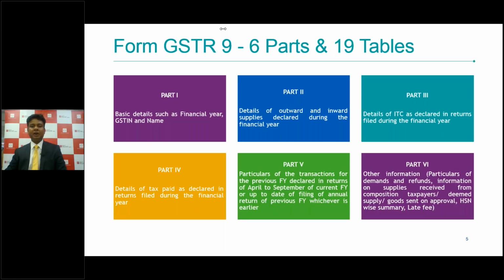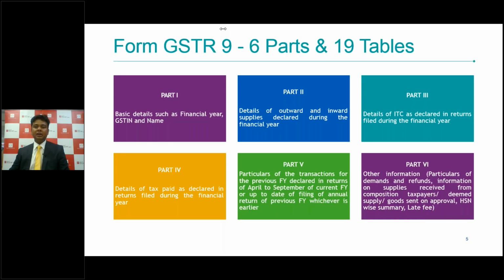The return is split into 6 parts. The first part asks for very basic information, such as the financial year, your GST registration number, and your name. The second part is on outward supplies, which means all the taxable supplies on which you are liable to pay tax. There are 2 types of supplies: one is what you're invoicing, and the second is whatever you're liable to pay under the reverse charge mechanism. For example, transportation of goods by road and legal services, where you are supposed to pay tax under reverse charge, need to be reported in part 2. To summarize, part 2 is all about your liability to pay tax.